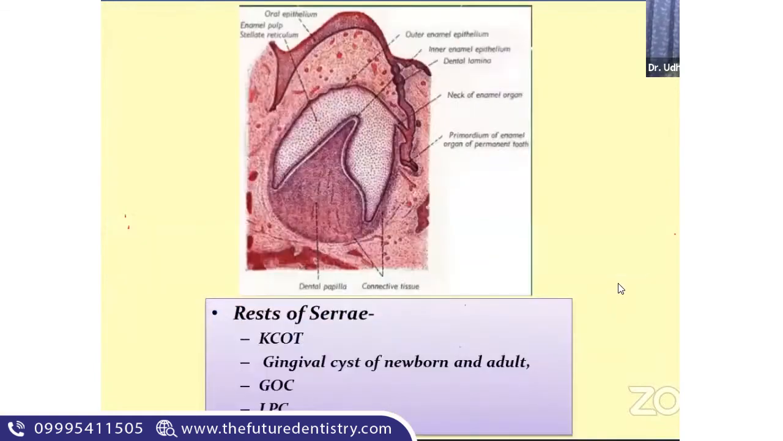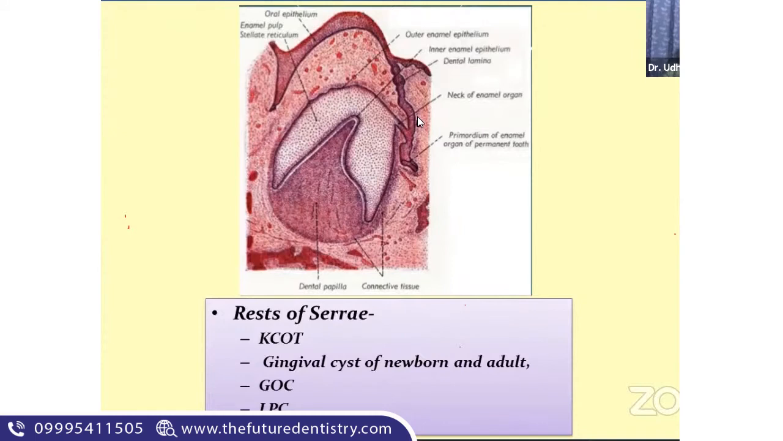This one, rests of serrae. For this, you should know how the rests of serrae come into being. Now, the oral epithelium gives rise to ingrowth of epithelium, right? Which in turn matures into the tooth bud. This ingrowth of epithelium is called the dental lamina. The dental lamina eventually undergoes specialization to form the tooth bud. The dental lamina gets cut over a period of time, usually towards the bell stage.